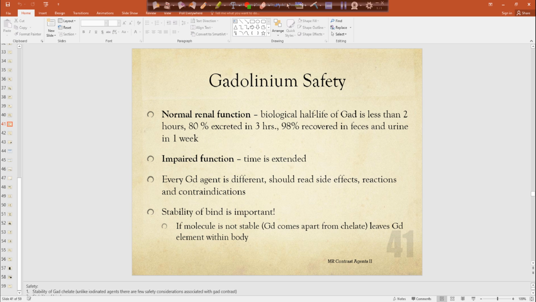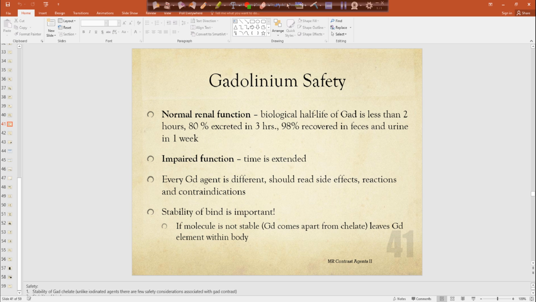So anytime you're retaining that gadolinium within the tissues, it's more likely to disassociate from those bonds. That bond that is holding that gadolinium and making sure it's safe, the chelate bonding to the ligand, if it's being retained within the body, there's more likelihood of that bond breaking. So you can see here as you have impaired renal function, the time is extended, and there's more disassociation associated with that. So the stability of the bind is very important.